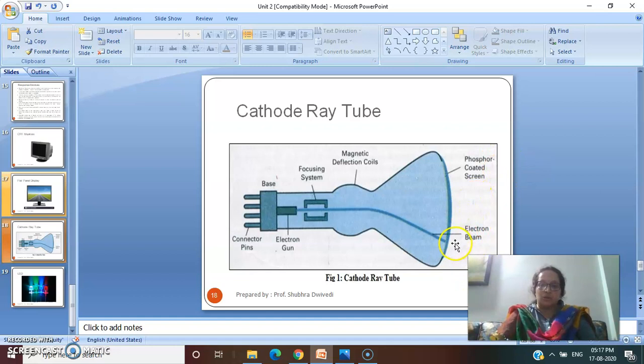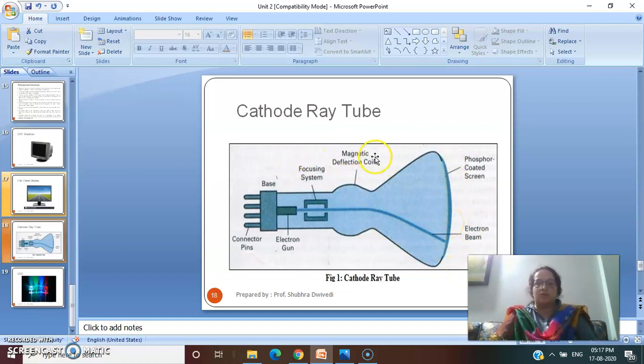Okay, so to avoid that, the electron is hit on this phosphorus coated screen again and again. So this is known as refresh CRT. We have to refresh CRT again and again. How? By hitting the electrons again and again on the phosphorus coated screen.